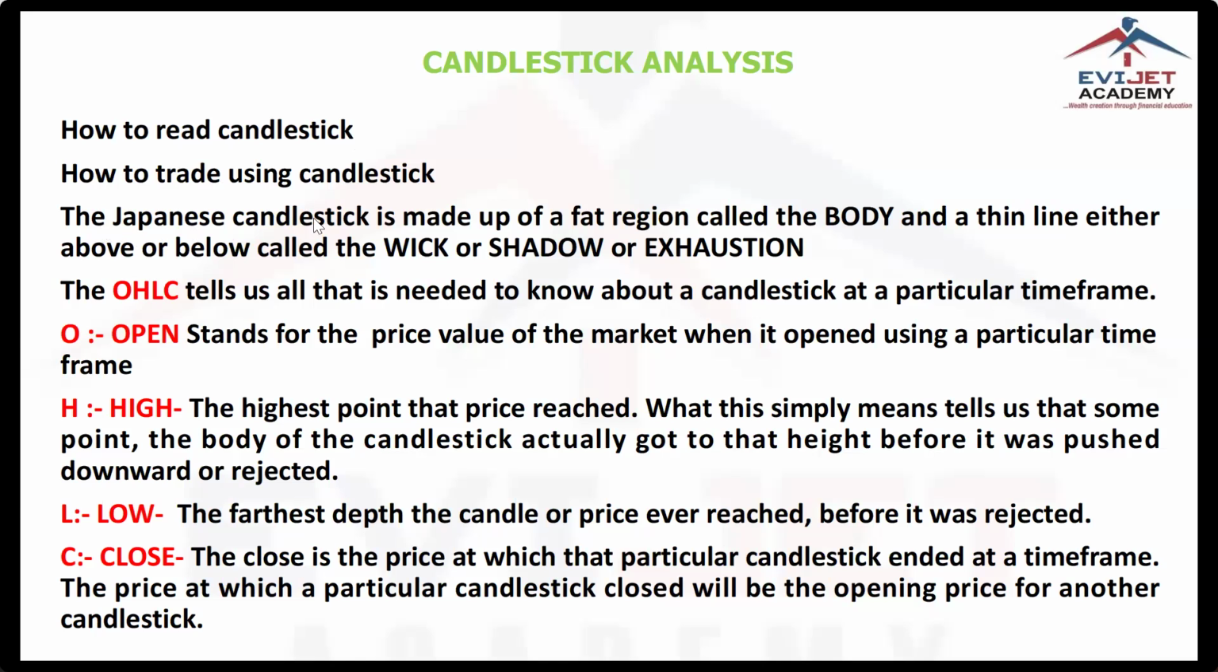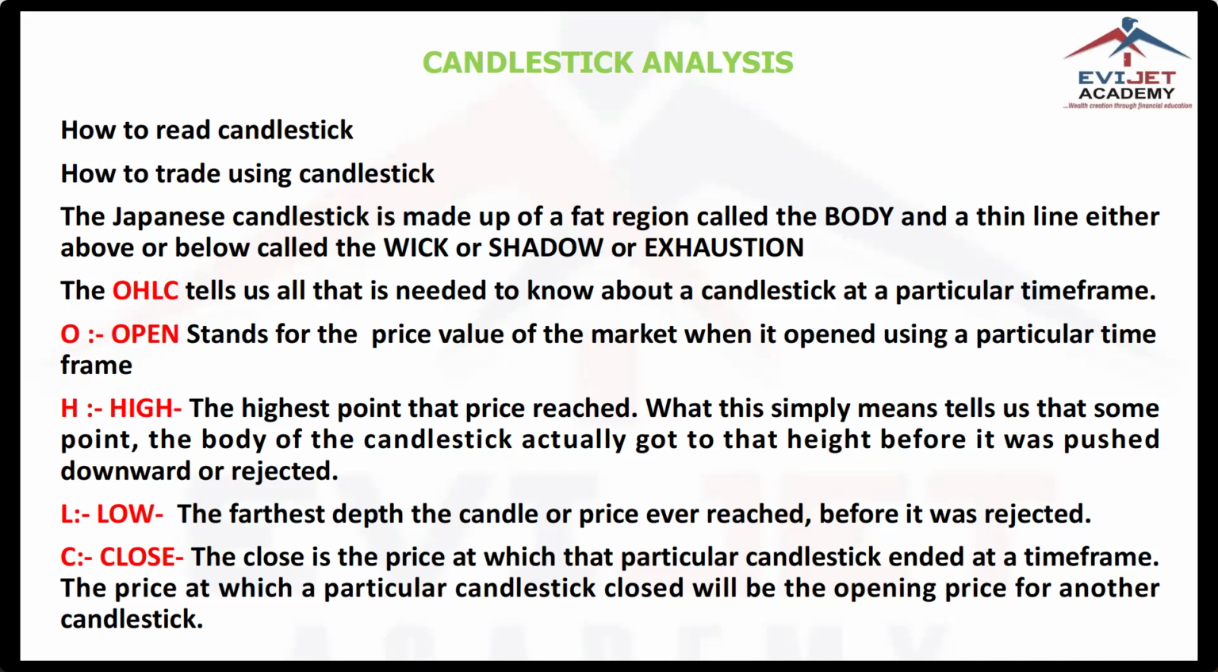The Japanese candlestick is made up of a fat region called the body and a thin line either above or below called the wick, or shadow, or exhaustion. Now, a candlestick has just these 3 characteristics: the body and the wick. Rather, every candle has 4 characteristics.